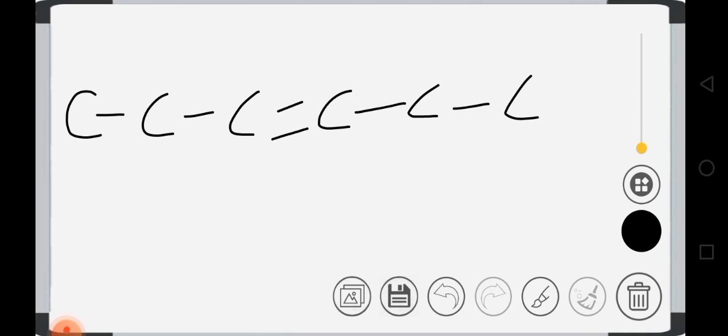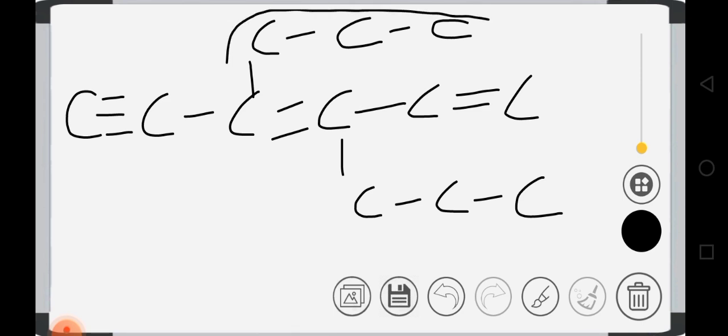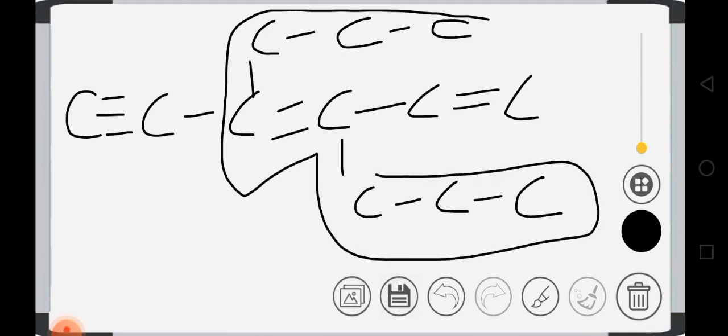Then this one is double bond, triple bond. So we have this one of C. We have C. Now, if you check this compound very well, the longest chain is this, because it has 1, 2, 3, 4, 5, 6, 7, 8 carbon atoms. That is the longest chain.